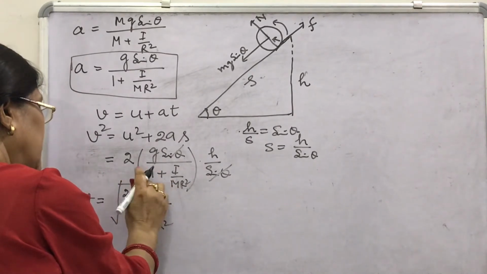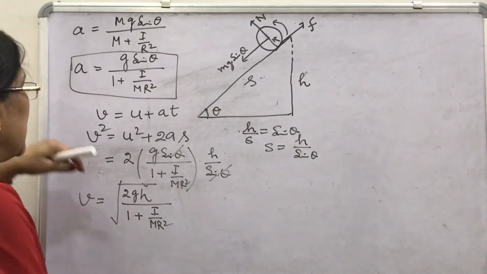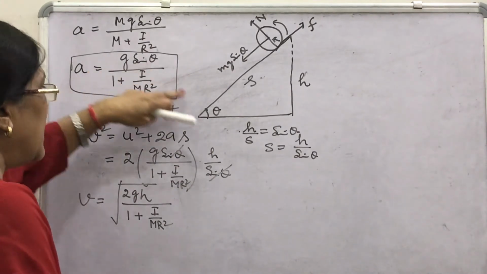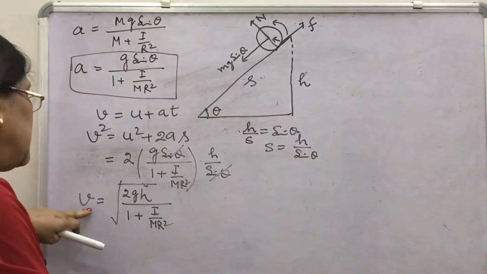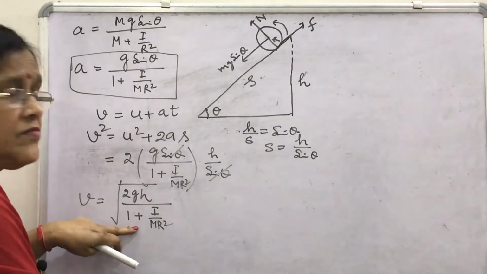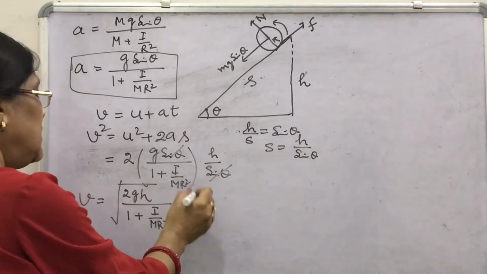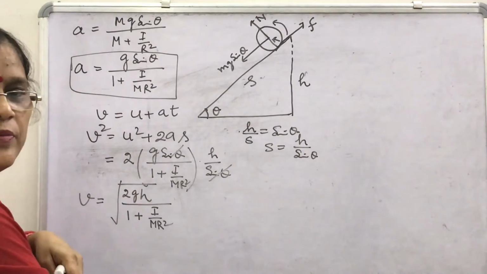What we observe here is that the expression of A involves the angle of inclination and the expression of V doesn't. Learn this expression also for the velocity on the inclined plane.